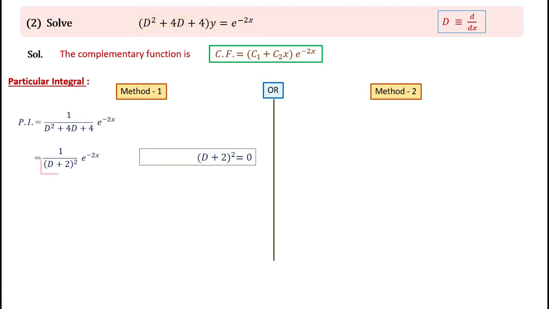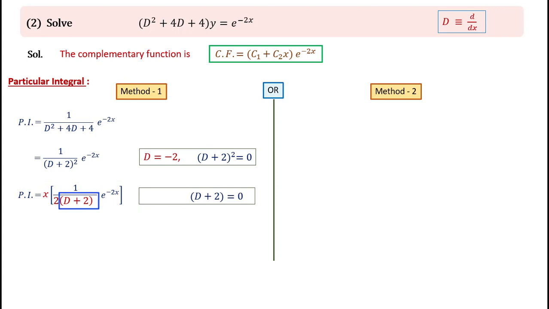Here the denominator vanishes when D is replaced by minus 2. So we will multiply the numerator by x and differentiate the denominator with respect to D. So we get, here again the denominator vanishes when D is replaced by minus 2. So again we multiply the numerator by x and differentiate the denominator with respect to D, and we get the particular integral is equal to x square upon 2 into e power minus 2x.